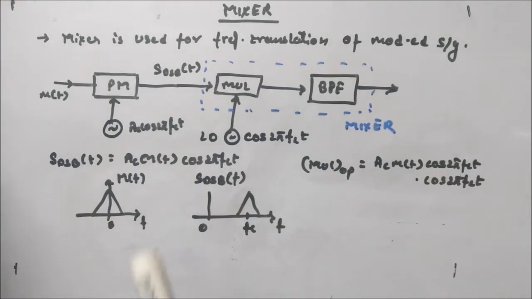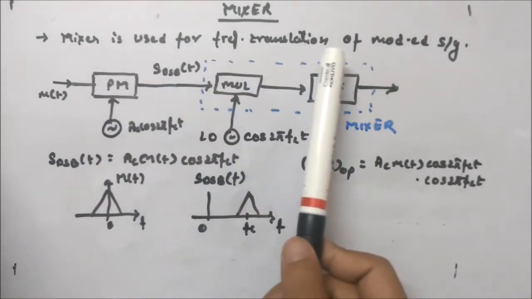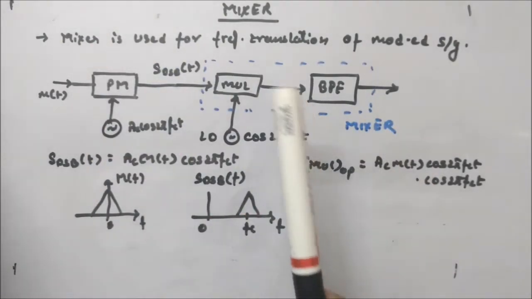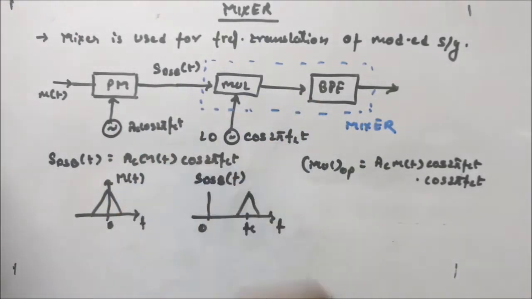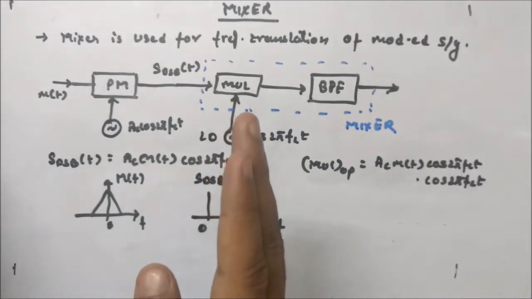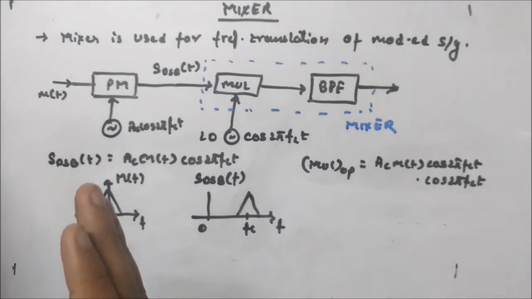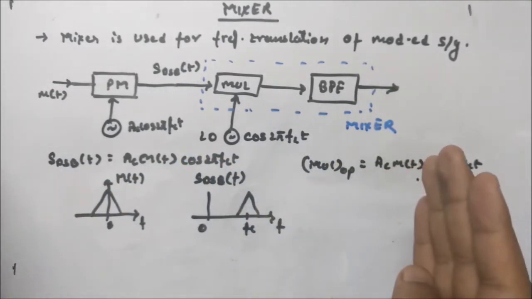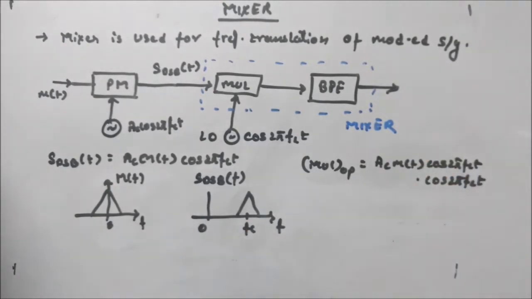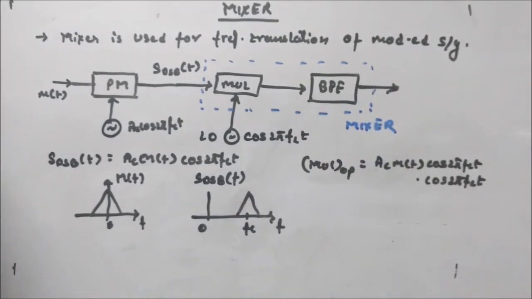Okay, let's discuss mixer now. Mixer is something which is used for frequency translation of modulated signal. What I mean by frequency translation is shifting the value of frequency. Let's say you have a frequency of 5 hertz. How are you going to get 10 hertz? How are you going to get 1 hertz or something like this? So translation is translating frequencies to another value. This is what mixer does, for modulated signal.